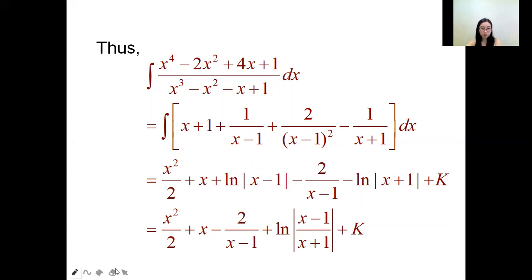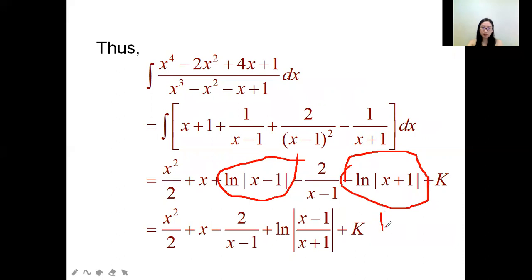Using the property of logarithms, ln x minus ln y is equal to ln of x over y. So, we have ln, absolute value of x minus 1 over x plus 1, plus c or plus the arbitrary constant of integration.